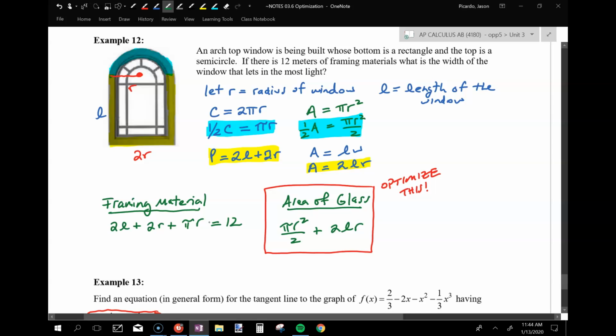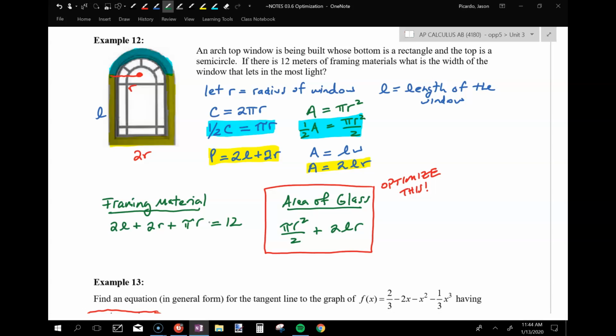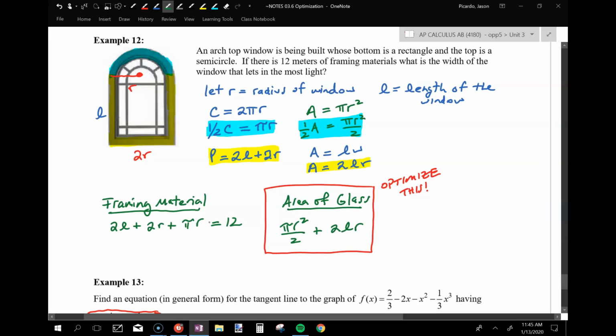2. And that's okay, because what am I trying to optimize? I want something that's going to bring in the most amount of light, so I want to maximize the area of the glass, right? So what does that mean I'm going to do? I'm going to go to this one, solve for one of the variables, take that, because that's my constraint, right? The amount of framing material. Take that and plug it into that, and then find the derivative of that. Cool?